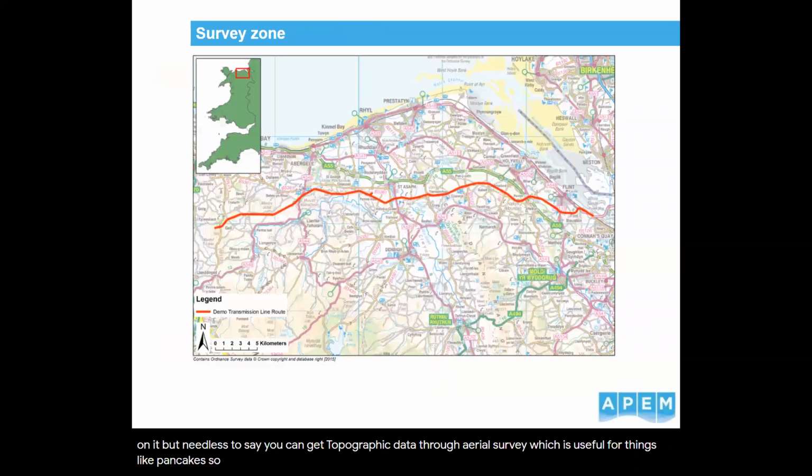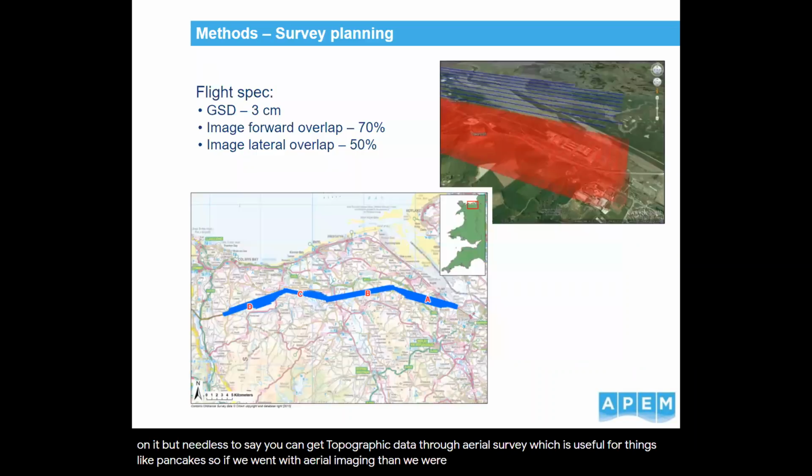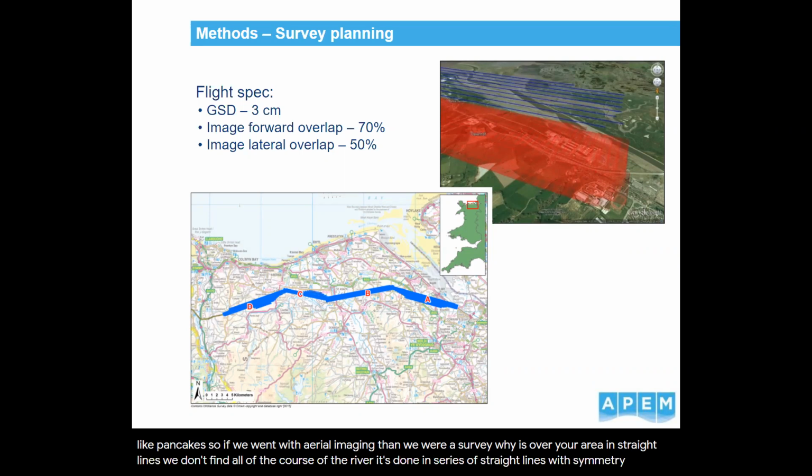And so if we wanted to survey an area with aerial imaging, then we would select our site. We would plan a survey overlap, which would be a series of straight lines. So the aircraft flies over your planned area in straight lines. We don't try and follow the course of the river. It's done in a series of straight lines with overlapping imagery, and that imagery overlaps in the forward direction, the same direction as the aircraft's flying.